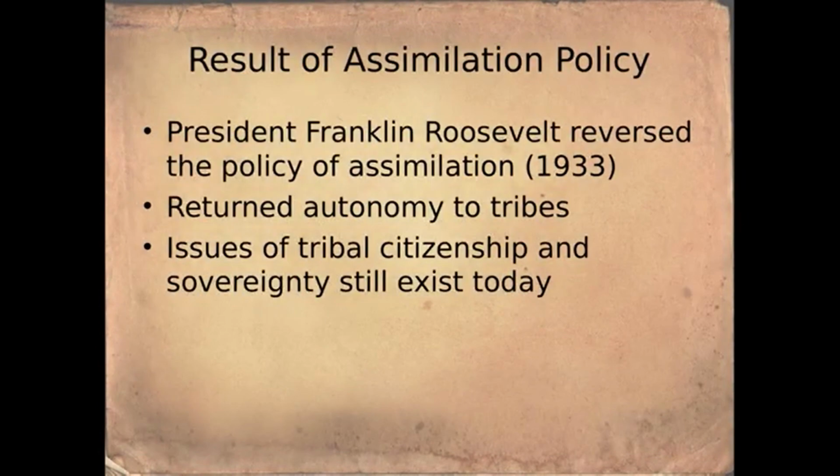The result of this policy, it fails. But first, be clear that it fails. It takes until 1933, this idea of assimilation, to where President Roosevelt reverses the whole thing. He says, forget it, we're not doing this anymore. He returns autonomy to the tribes. But we still have issues with tribal citizenship and sovereignty today, right?